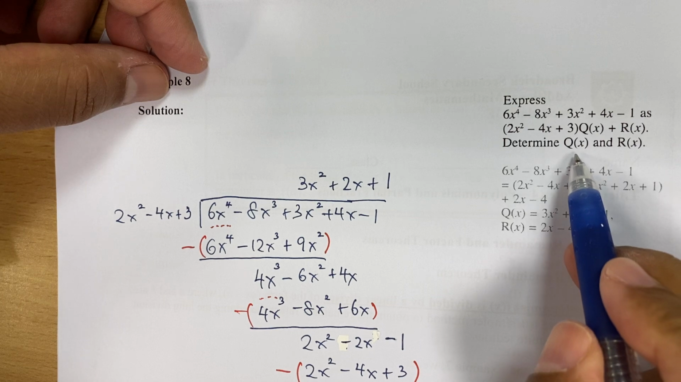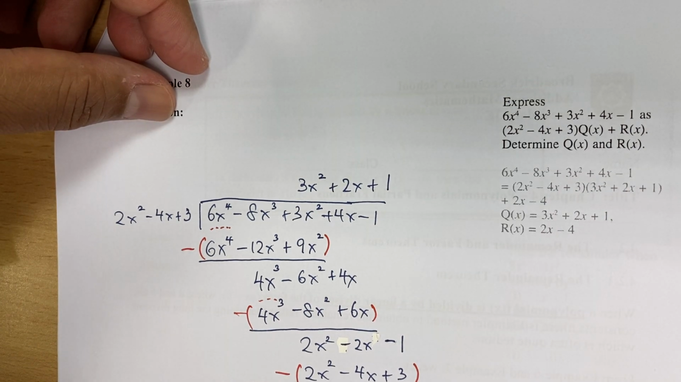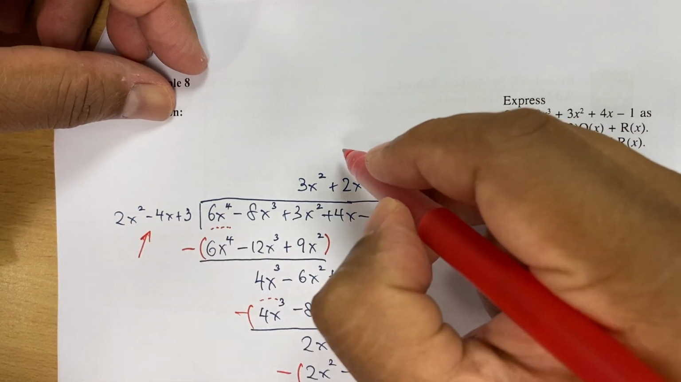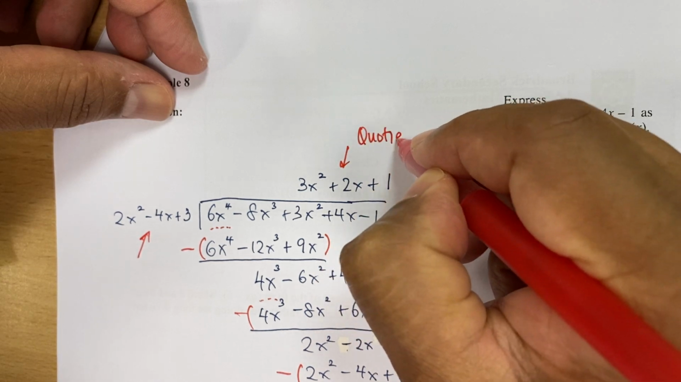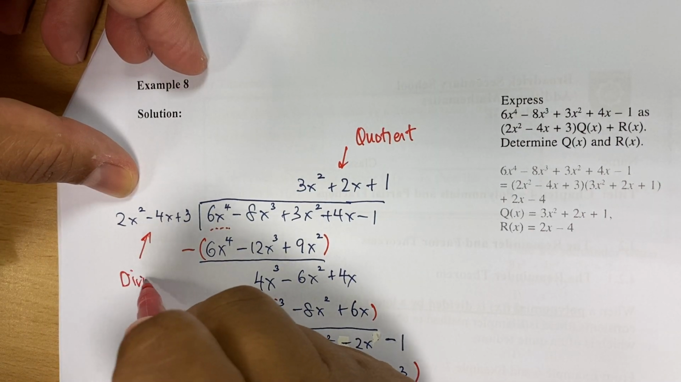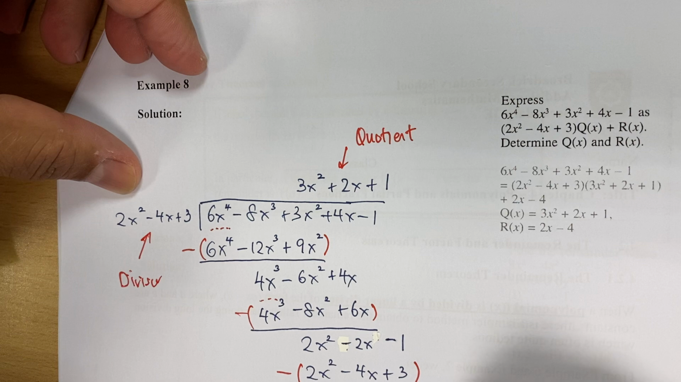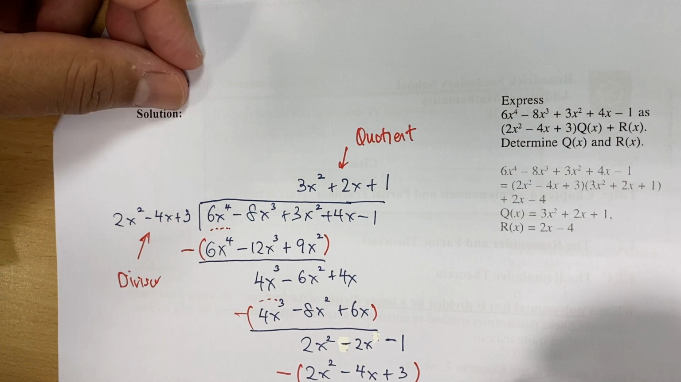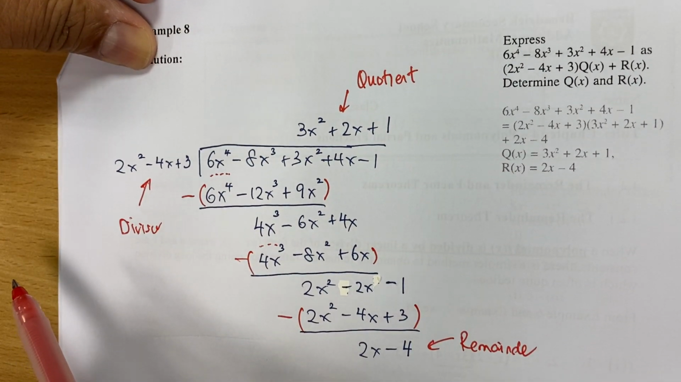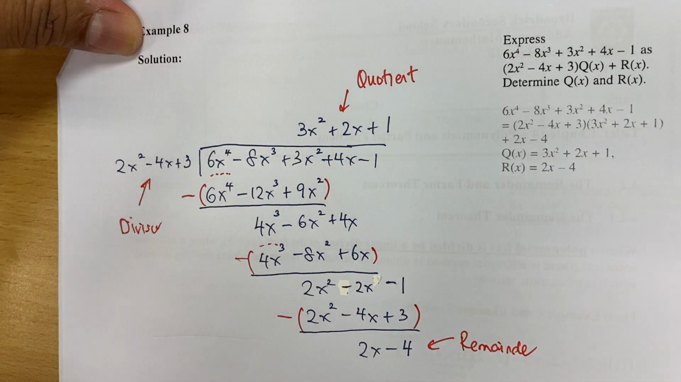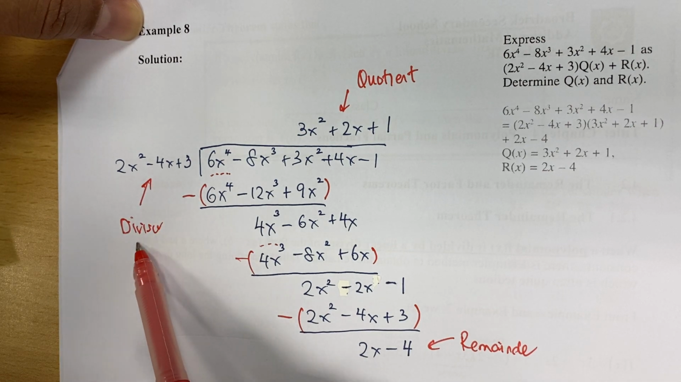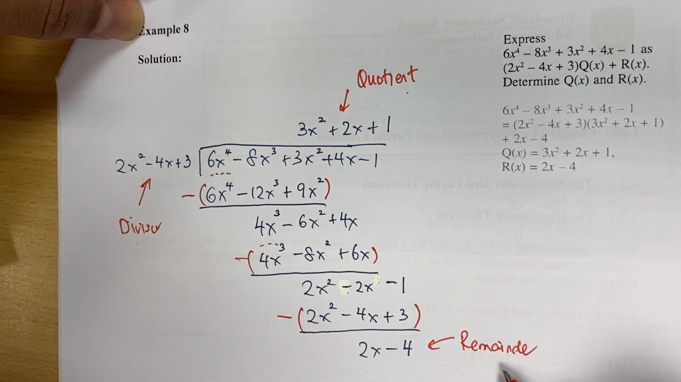Now, where are Q(x) and R(x)? If you take note, this is your dividend, this is your divisor, this is your quotient, and this will be your remainder. Before we write down the answer, let me just check with you. Maybe it takes a while to take note. This is the divisor, this is the quotient, this is the remainder.